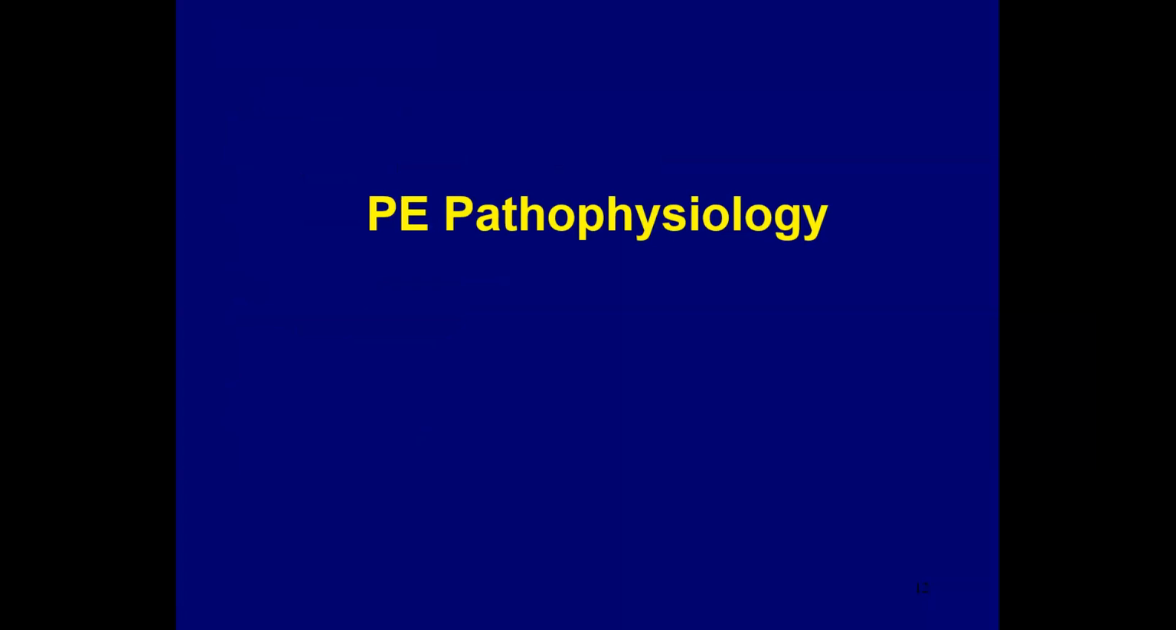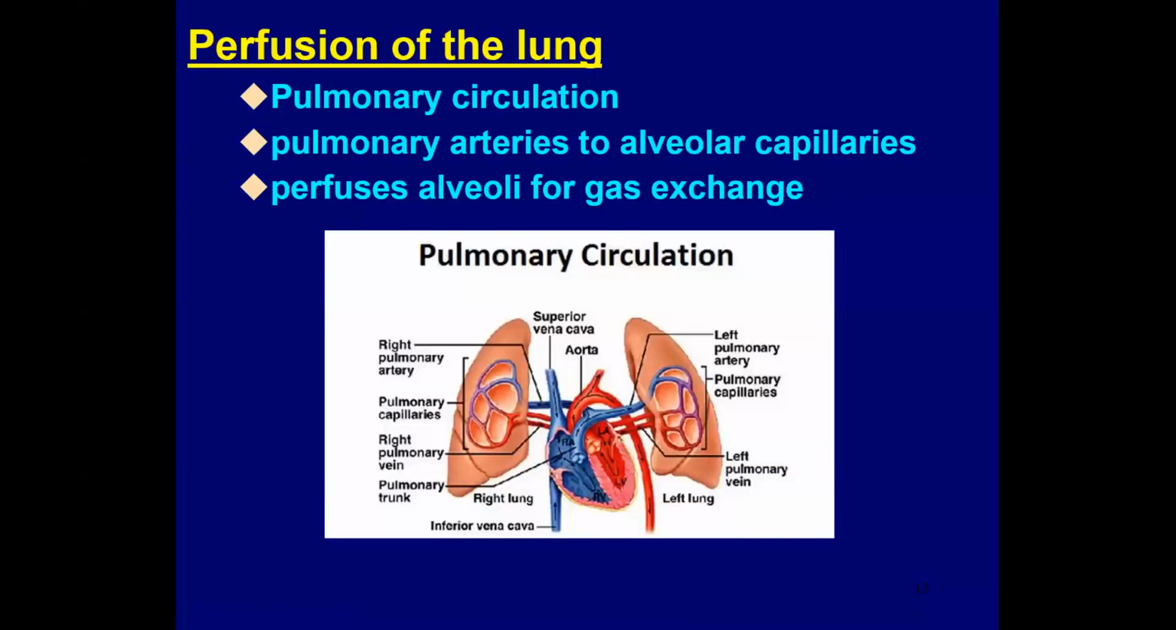So let's look at the pathophysiology of pulmonary embolism. What happens? How does it come about? Okay, first, we'll talk about perfusion of the lungs. There are two separate systems that perfuse the lung. First is the pulmonary circulation. The pulmonary circulation perfuses from the pulmonary arteries clear to the alveolar capillaries. And they also perfuse the alveoli, and this is where gas exchange occurs. So the pulmonary arteries are necessary for gas exchange.